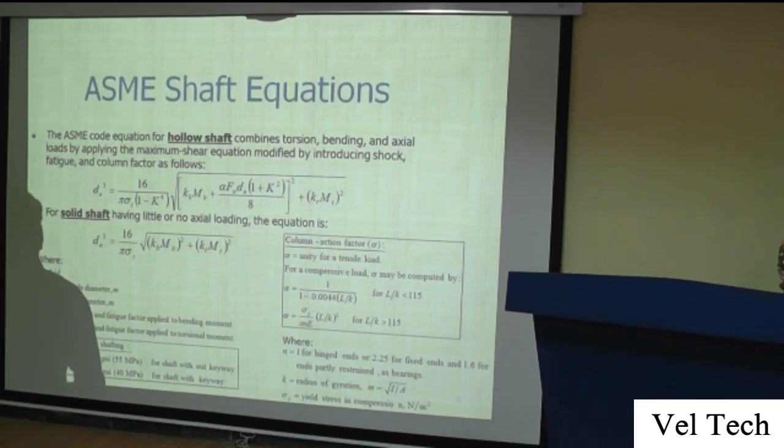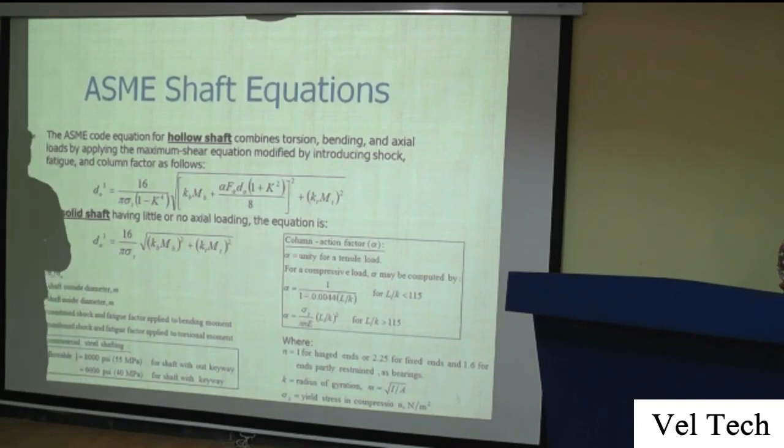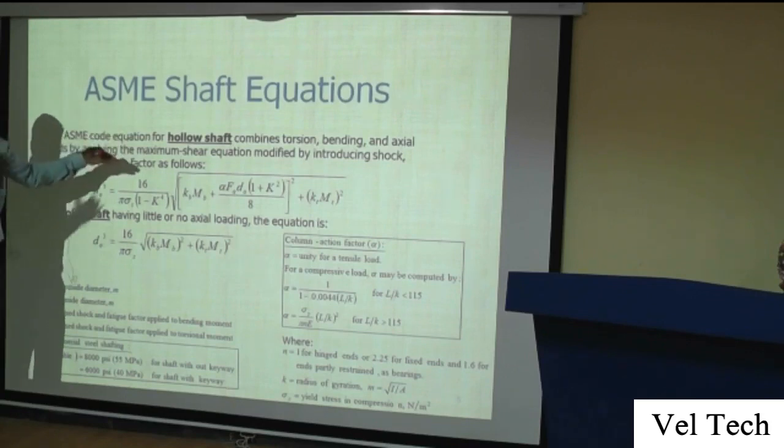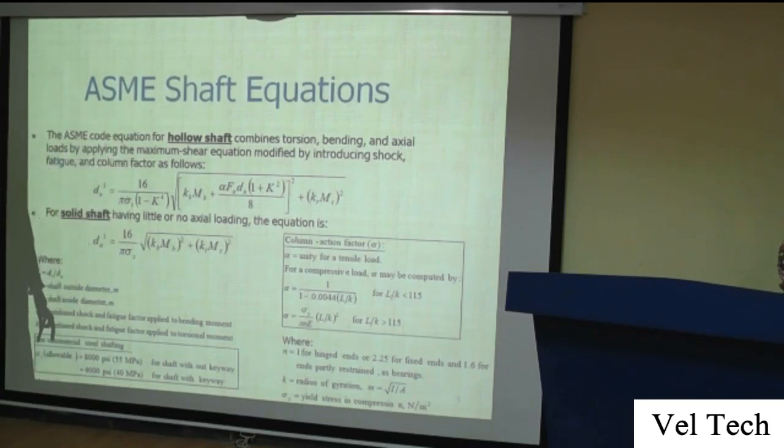So what is the definition? It is defined as the torsional moment which, when acting alone, will produce the same torsional shear stress in the shaft as under the combined action of bending moment and torsional moment, on both the conditions, subjected to torsion as well as bending.